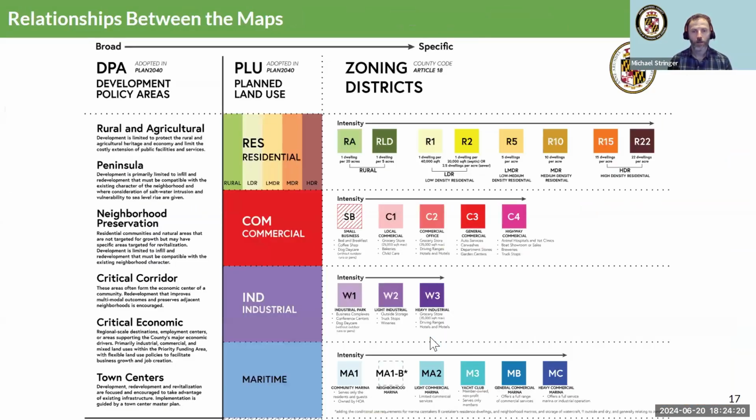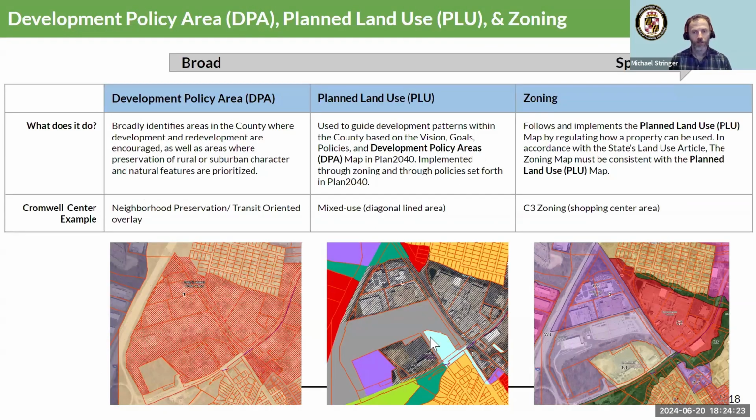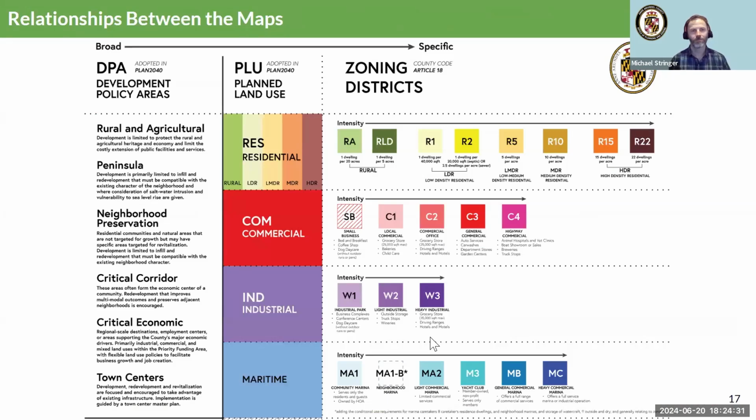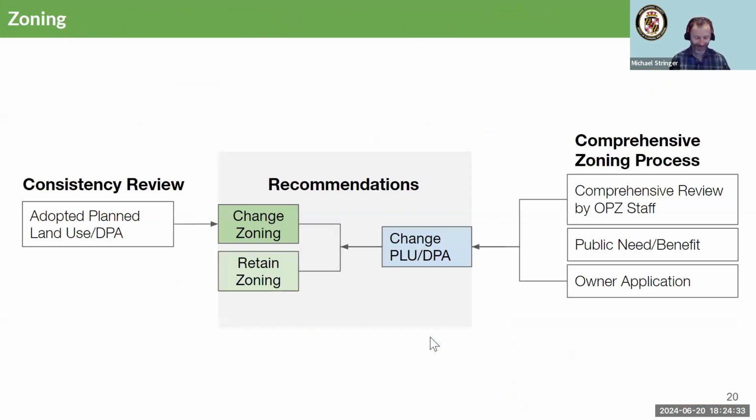And then the zoning has that with more specificity where you can see the type of commercial, for example, C3 at the Cromwell shopping plaza there across the street from the station. There we go, next slide.